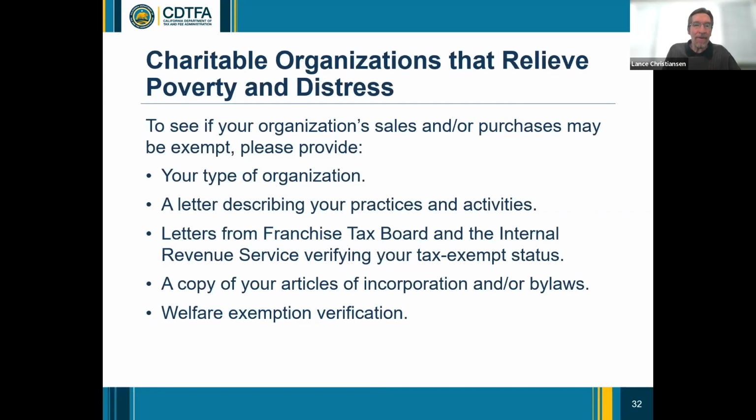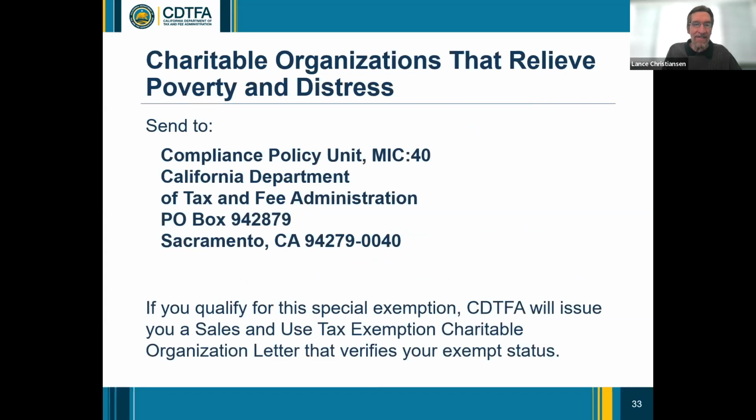And what will happen is you'll type up a description of your organization, a letter describing your practices, the letters from the Franchise Tax Board or IRS showing your 501(c)(3), a copy of your articles of incorporation, and that welfare exemption verification that you got from the BOE and from your assessor. Then you'll send it to us. This is the address that you send it to, and we'll look it over.